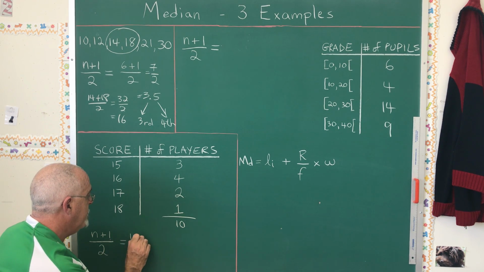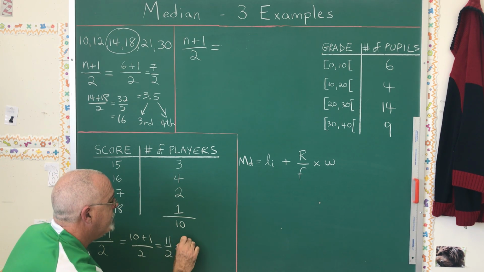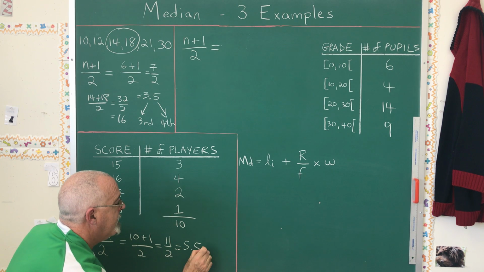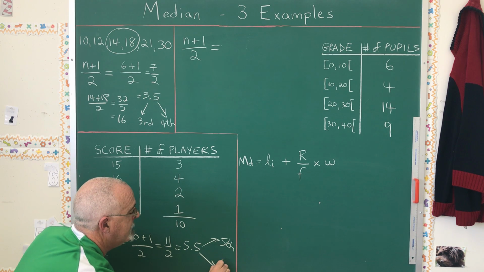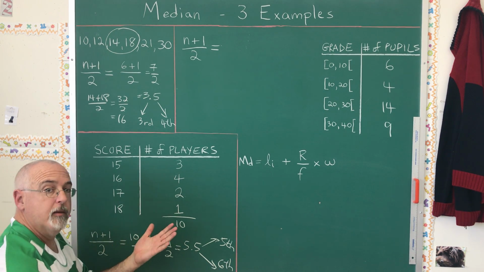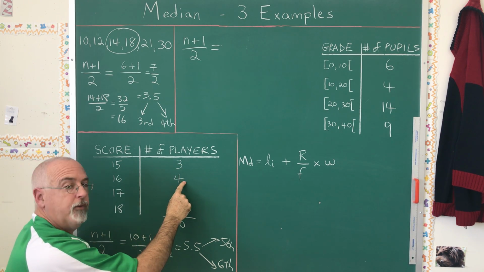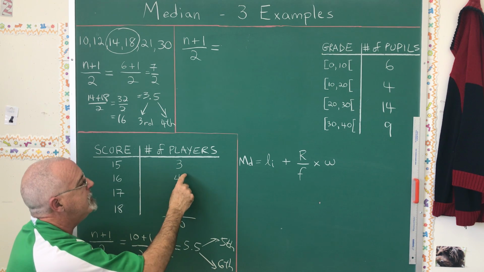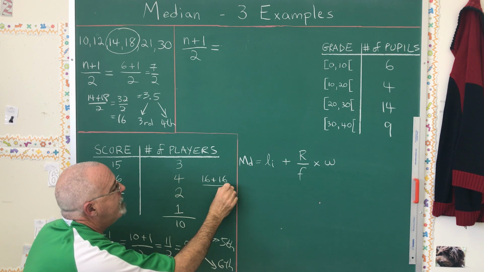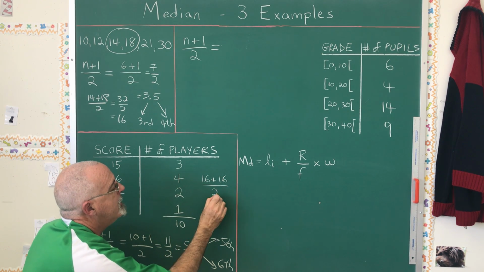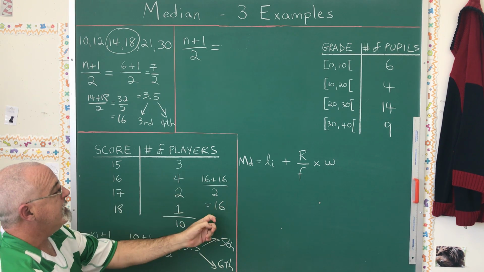n plus 1 over 2 becomes 10 plus 1 over 2, which is 11 over 2, which is 5.5. Therefore, it's the average of the 5th and 6th values in the data. Starting with the smallest values, the first 3 are 15s, the next 4 are 16s. So both the 5th and 6th values in this data are 16s. I can show my calculation of the average of the 2 middle values, the 2 16s, but it's going to give me 16. My median for this data is 16.